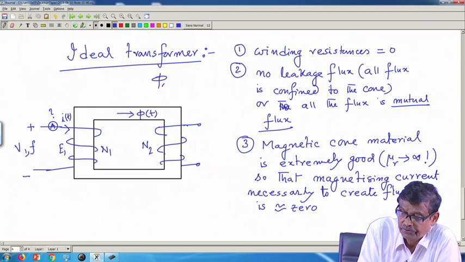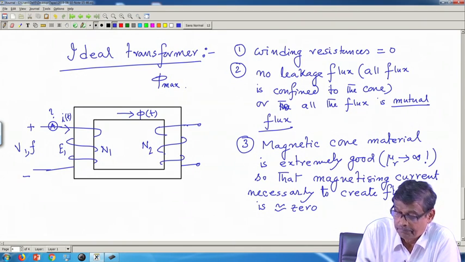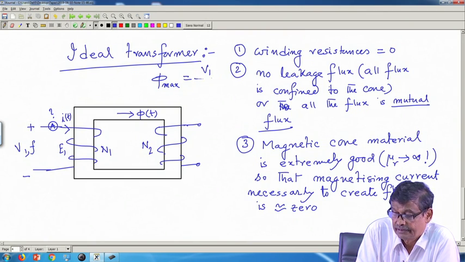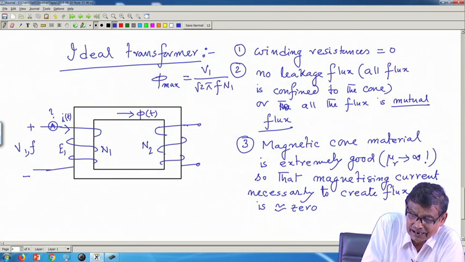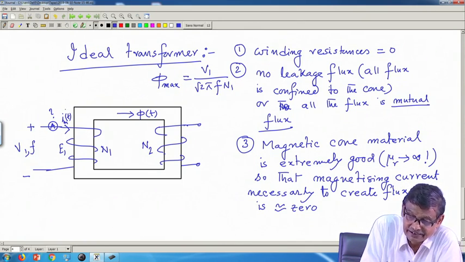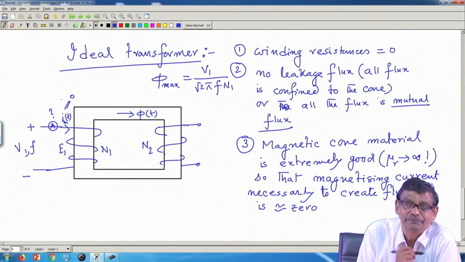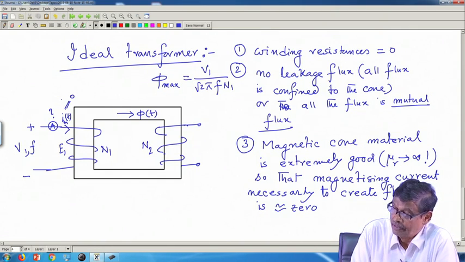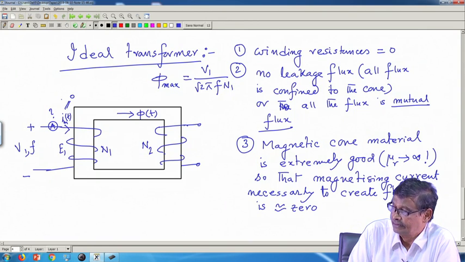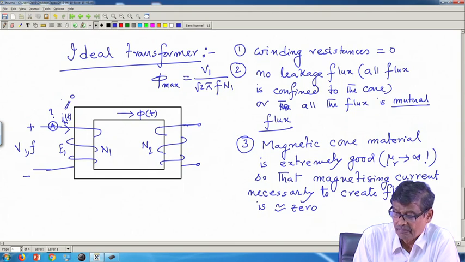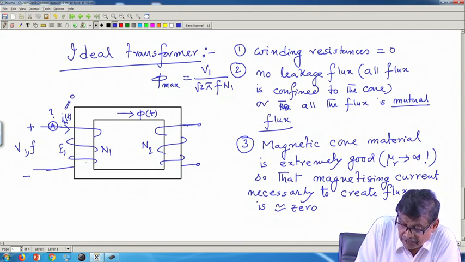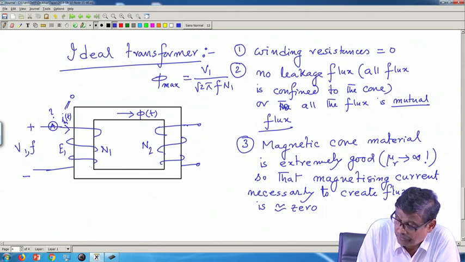Therefore, you have created this, then flux is created. Mind you, although you require vanishingly small current, phi max is finite and its strength is this one. It will draw magnetizing current and this current is practically 0, if I assume the magnetic material is of very high quality, having very large permeability. And all the flux here is confined to the core.